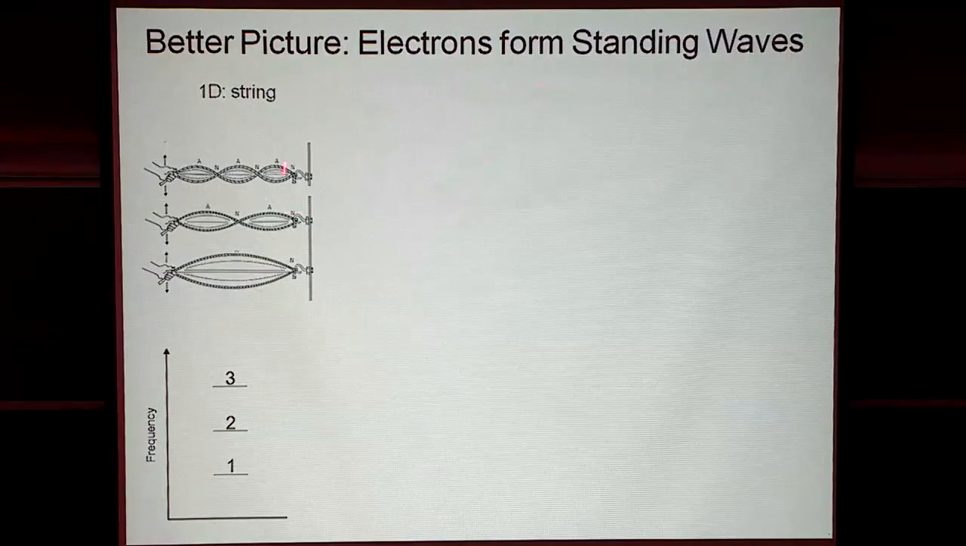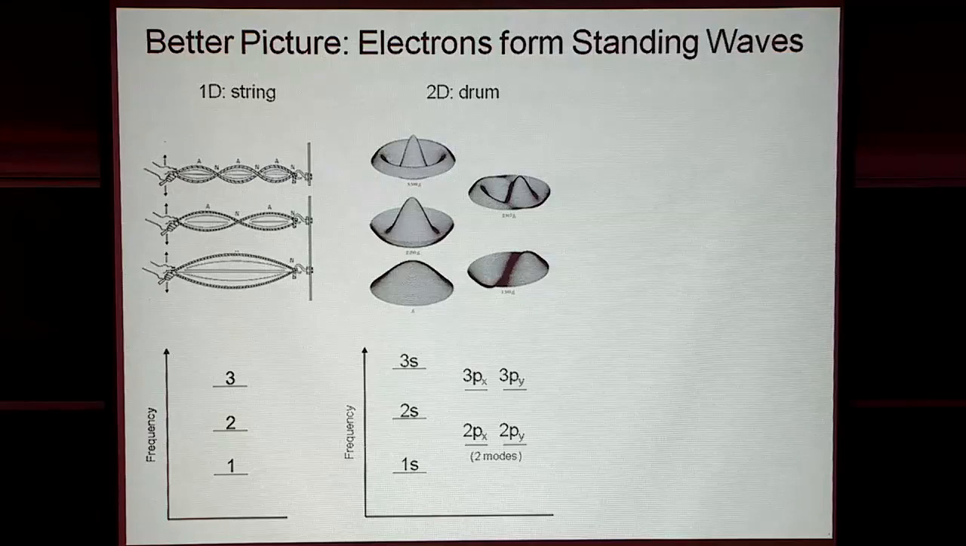But this is a one-dimensional case. Let's do something a little bit more complicated. And we have a drum. Okay, it's just a two-dimensional version of this. The outside of the drum is fixed. And then the drum head is oscillating up and down. The lowest energy frequency here is where the whole center of the drum head is going up and down. It kind of looks like this state. And I'm going to call it 1s. So the s will be for symmetric right now.